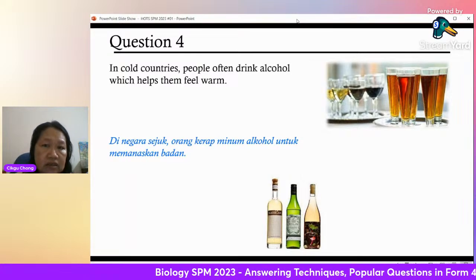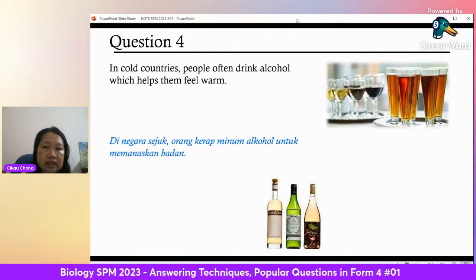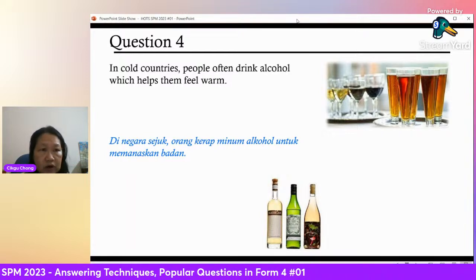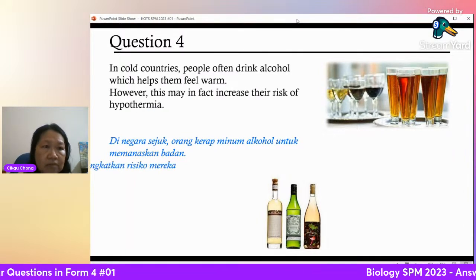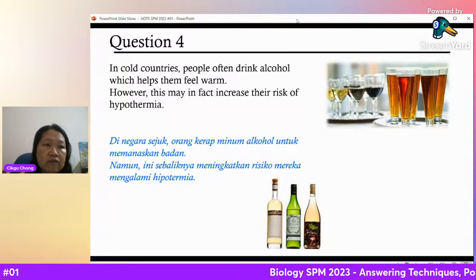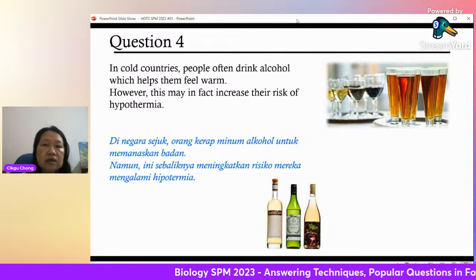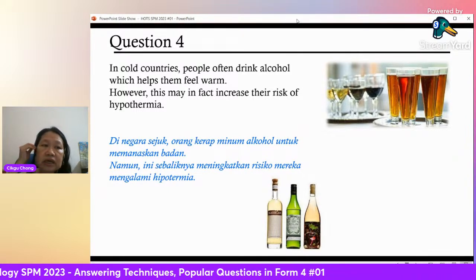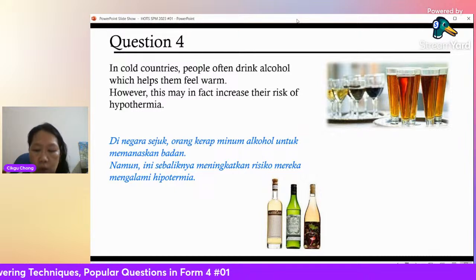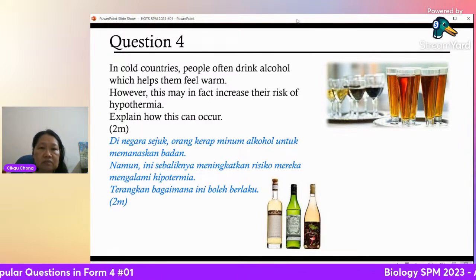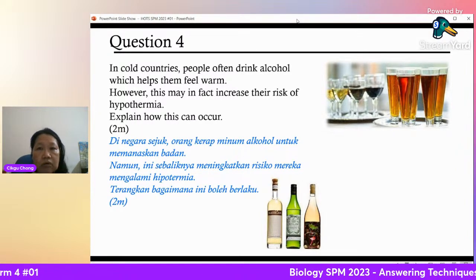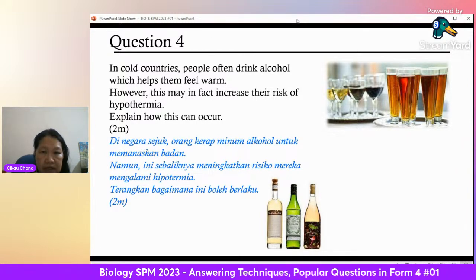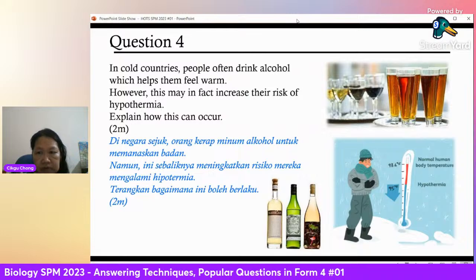Actually, it does, to a certain degree. But alcohol has another effect that is lesser known. It may in fact increase the risk of hypothermia. That means it makes your body lose heat. Instead of warming you up, it can actually make your body lose heat. Now, why? This is a KBAT question. People always think drinking alcohol warms up the body, but why do they say hypothermia? It makes the temperature drop.